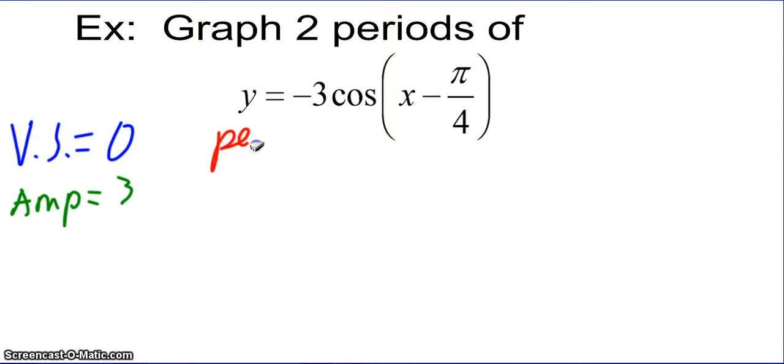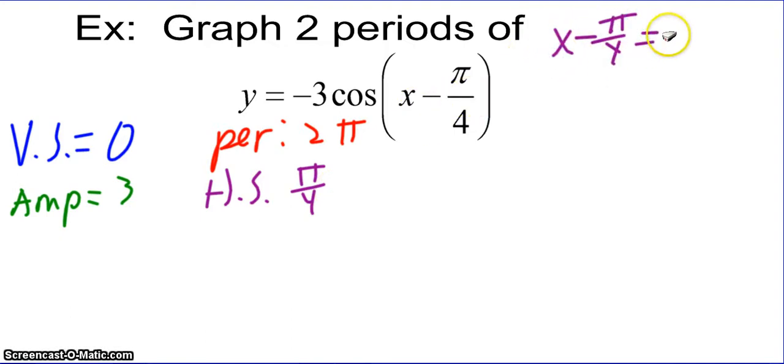Our period is 2 pi divided by b, but b is 1, so our period is 2 pi. Our horizontal shift, in this case, is going to be pi fourths, so I'm shifting pi fourths to the right. I get that by if I do x minus pi fourths equals 0, and I solve for x, I get x equals pi fourths.